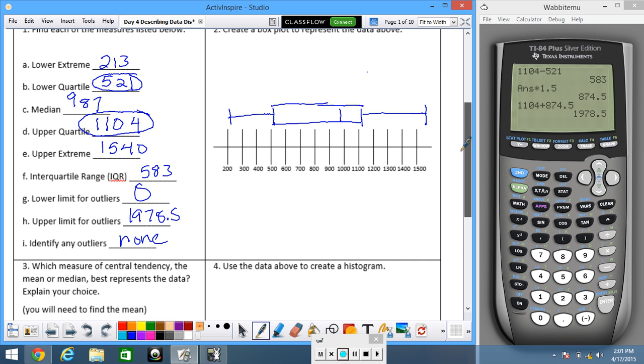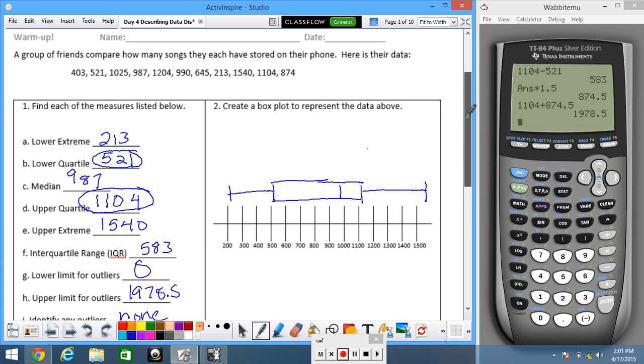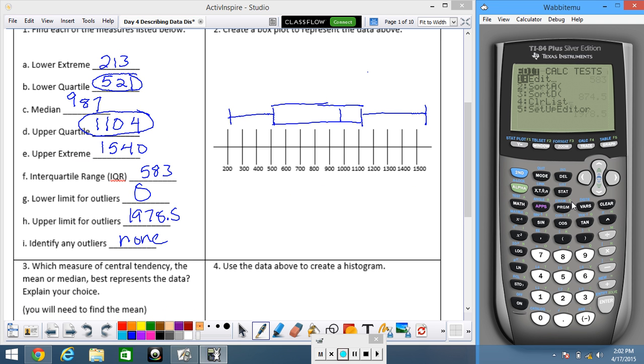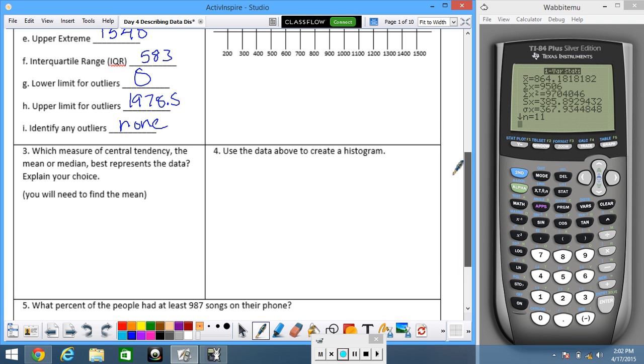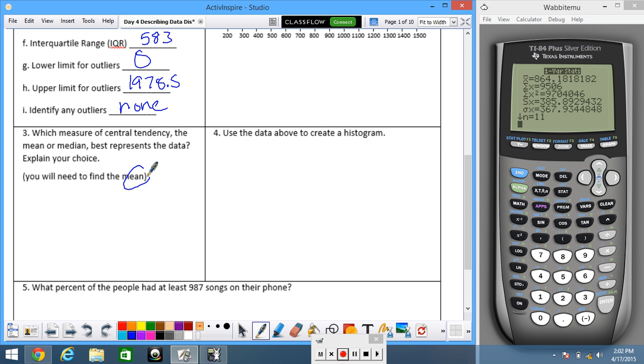Okay, which measure of central tendency best represents the data? Well, I actually didn't write down the mean, so I'm going to go back to Stat, Calc, and get those again. And my average, so this is my median, and the average is 864. So I'm actually going to go with the mean, 864, because I don't have any outliers. And I'm not going to round that to a decimal because they're songs, you have to have a whole number.